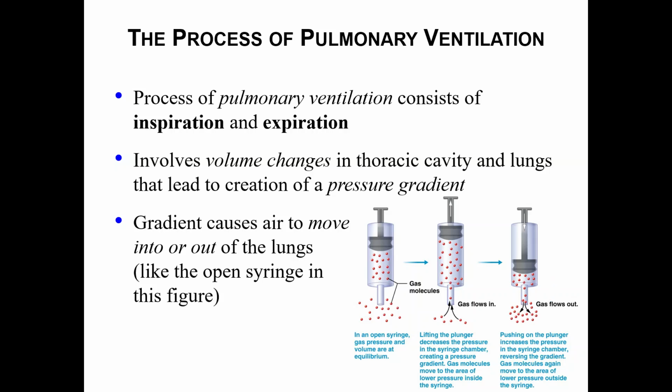The process of pulmonary ventilation, which remember is just really breathing in and breathing out, inspiration and expiration. The volume changes within your thoracic cavity and the lungs themselves is what leads to the pressure gradients. These gradients cause air to move into the lungs or out of the lungs, just like in our picture. So now that we've uncapped everything, we've got gas molecules outside, got gas molecules inside. Uncapped, we're going to pull our plunger and we're going to suck some of those gas particles in. If we push our plunger down, we're going to shoot some of those gas particles out.